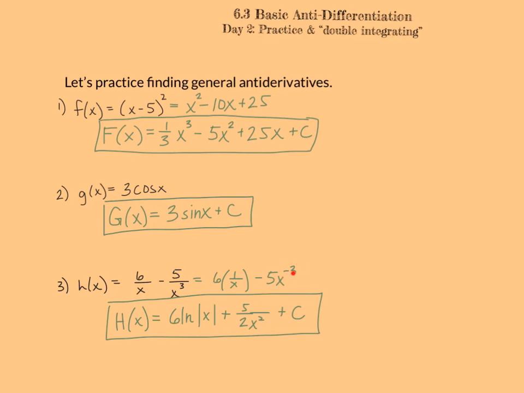Here, again, we added 1 divided by that number. That's why it turned positive. X to the negative second. So it's down there. Plus c.